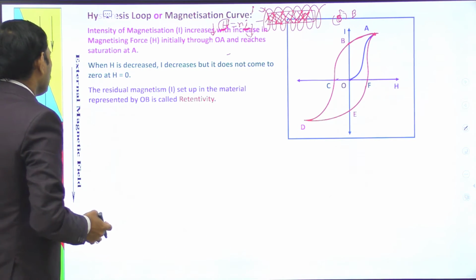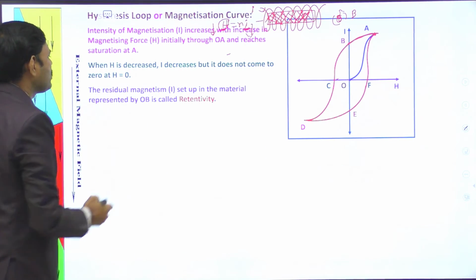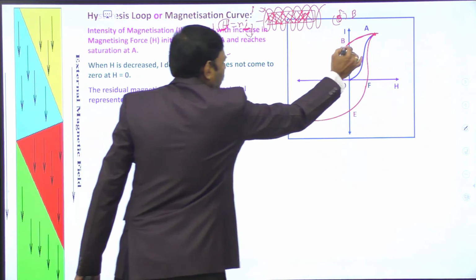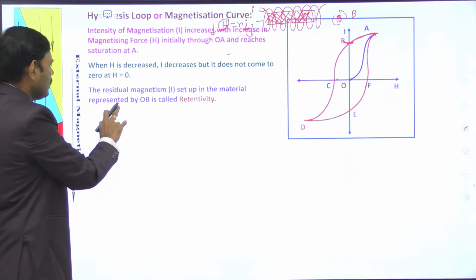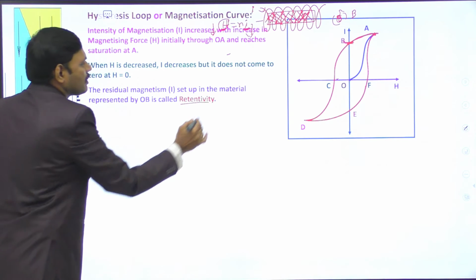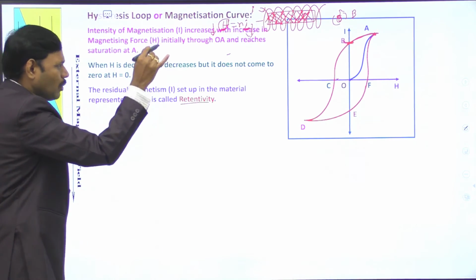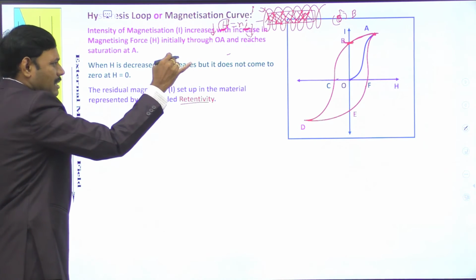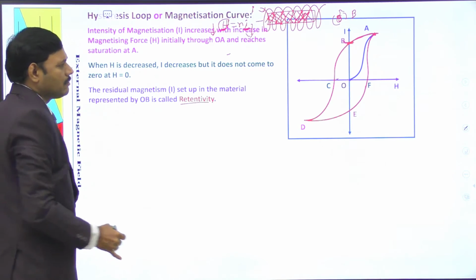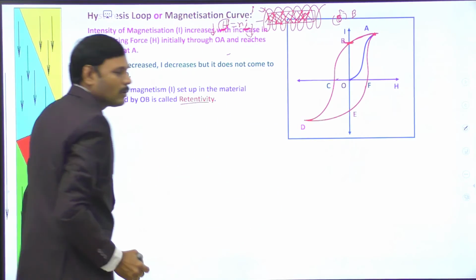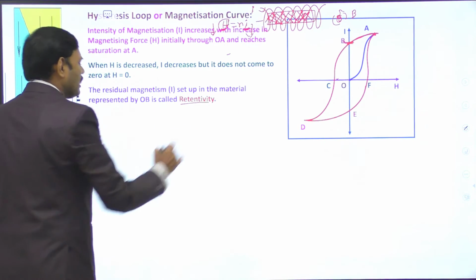Then we apply the magnetizing force in negative value. The residual magnetism, now this is the important line: the residual magnetism set up in the material, represented by OB, is called retentivity. When the applied magnetizing force reduces to 0, the remaining value of the magnetism, that is the magnetic field inside the material, is known as retentivity.